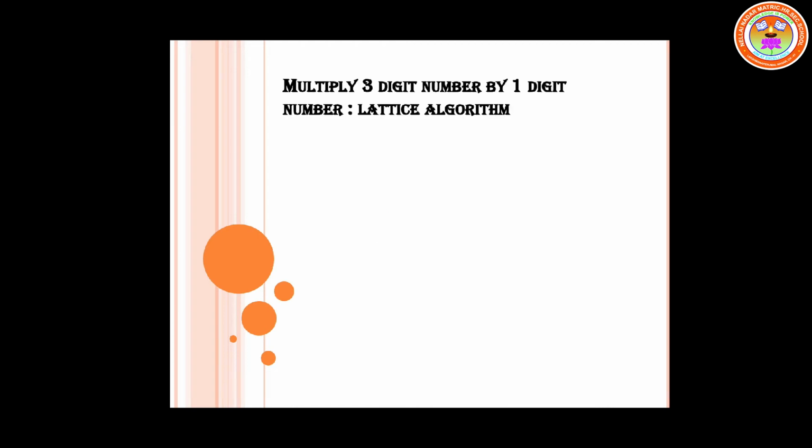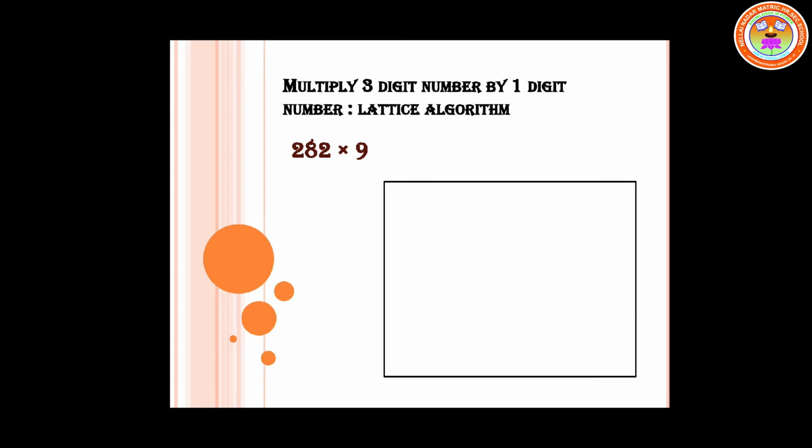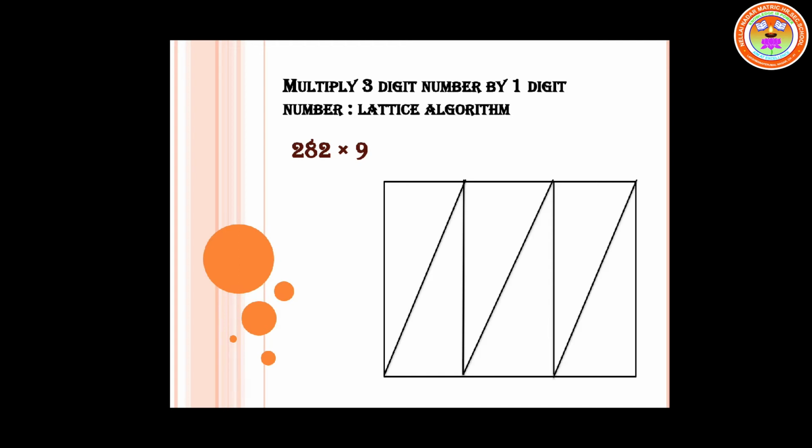Yes. Now we are going to take a 3-digit number and multiply with a single-digit number using the lattice algorithm. Let us take an example, 282 into 9. Since it is a 3-digit number, we are going to consider a rectangle. Now we are going to divide this rectangle into 3 equal parts. Now what should I do? We should draw diagonals for each rectangle. I have drawn the diagonals for all the 3. Now we are going to place the numbers. 282.